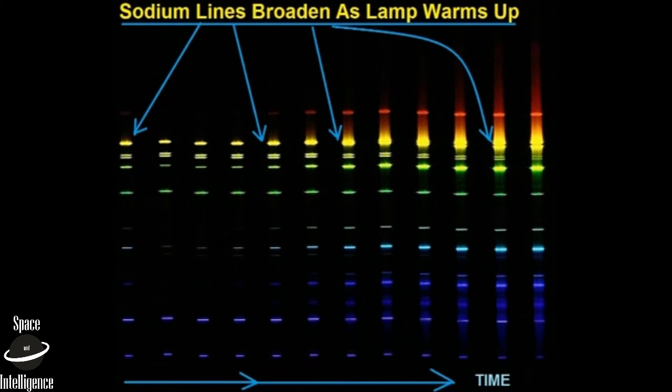We saw in our first video a sodium vapor lamp warm up. As the pressure of the sodium increases with the lamp's warm up, the yellow sodium lines broaden with increasing pressure, and this can be measured remotely by spectroscopy.